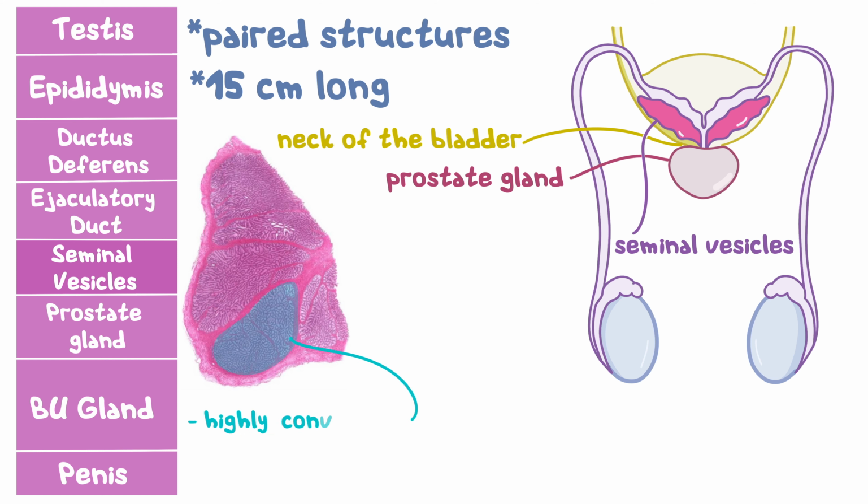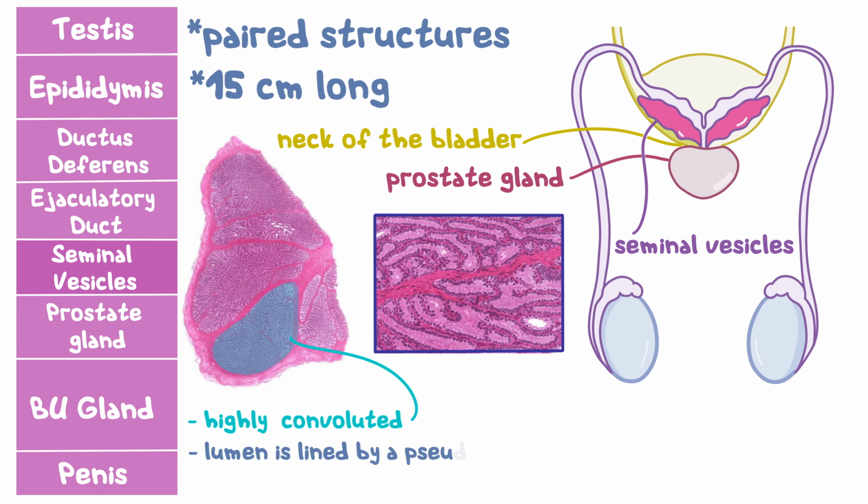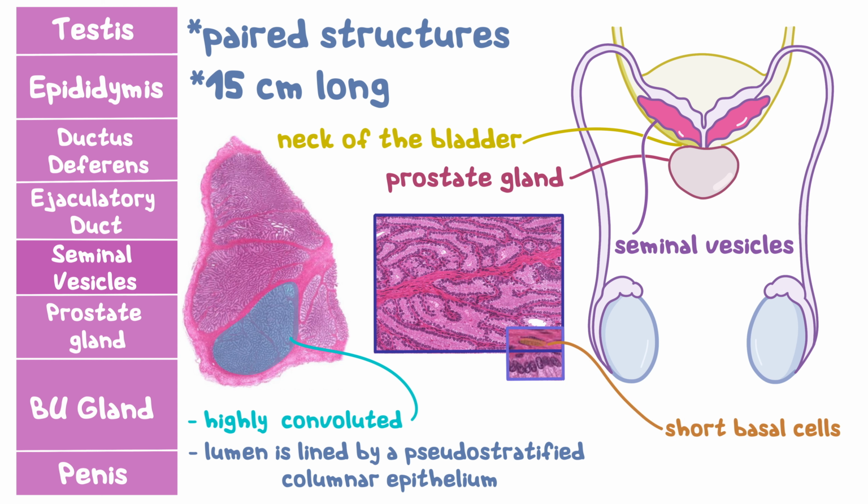The mucosa of the seminal vesicle is highly convoluted, forming labyrinth-like sacs that in 3 dimensions are observed to open into a central lumen. The lumen is lined by a pseudostratified columnar epithelium composed of short basal cells and low columnar cells.